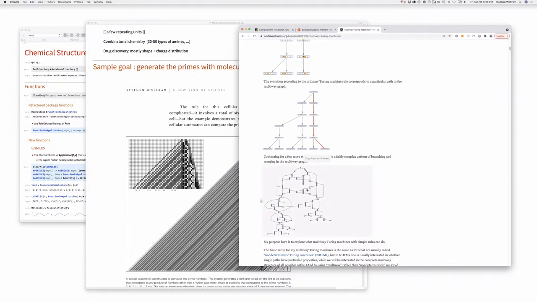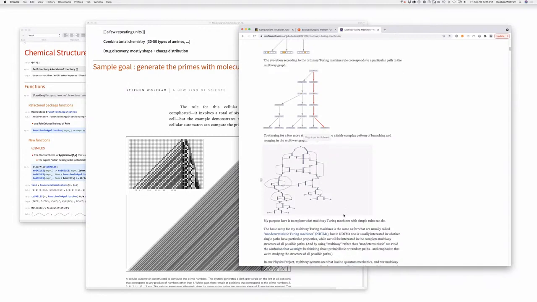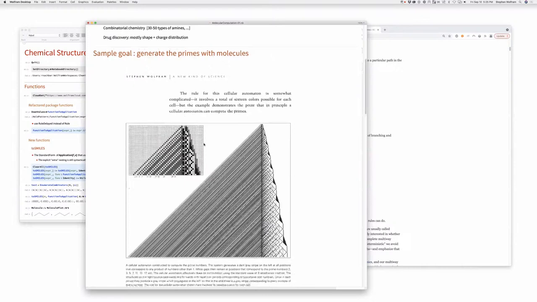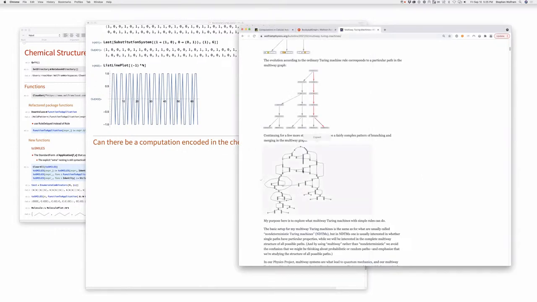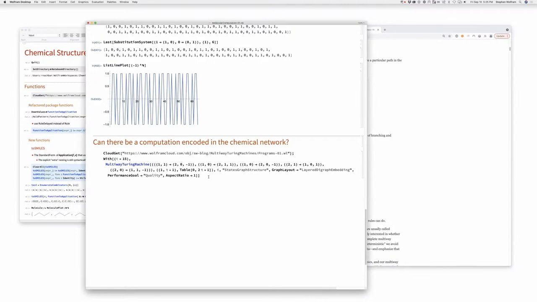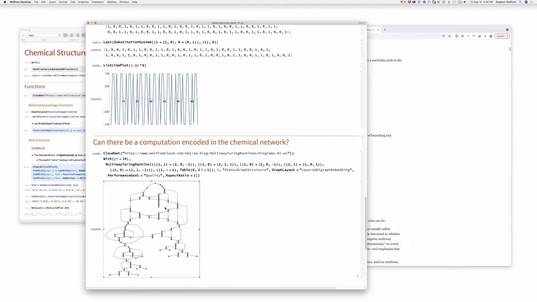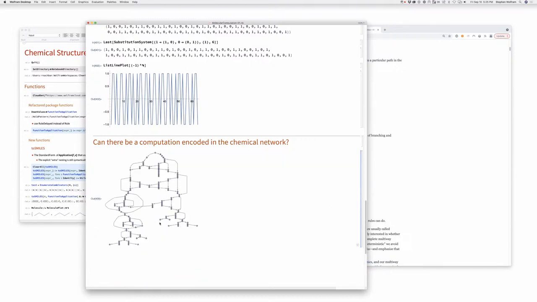And these things here are states that could be thought of as particular molecules. So the question is, in this setup with the multi-way Turing machine, is there a way in which the result of the computation can be encoded in the structure of this multi-way graph? Basically, can there be a computation encoded in the chemical network? We would use the network as the framework for a computation. We'd be saying the answer is this because the network has this structure in the middle.